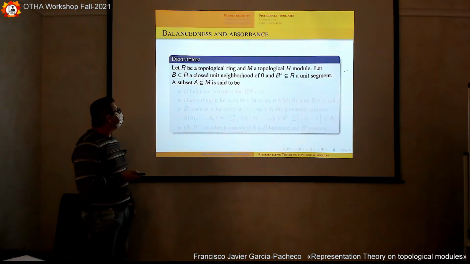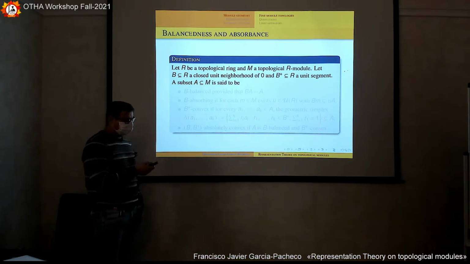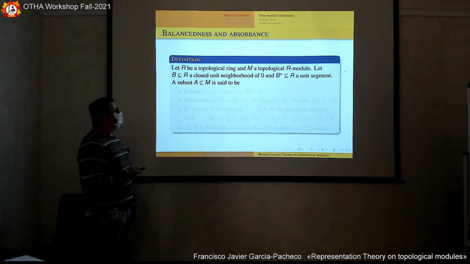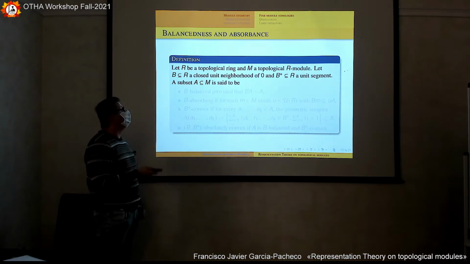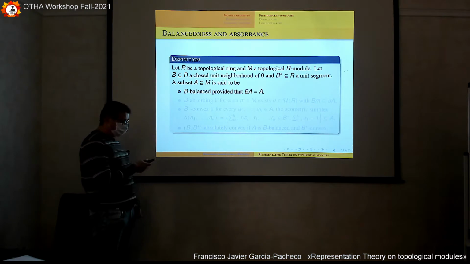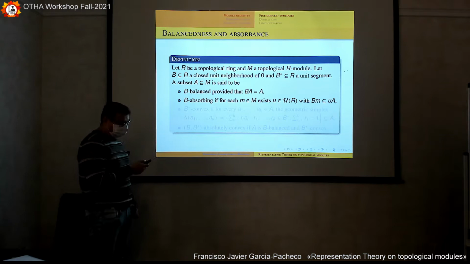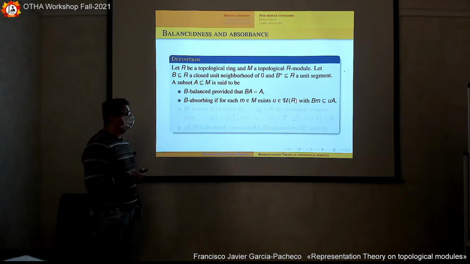Well, now we can start having some geometry on topological modules. If we have a topological module or a topological ring, and we have a closed unit neighborhood of 0 and a unit segment, then a subset A is B-balanced, provided that B times A is equal to A. B-absorbing, provided that for all m in M there exists an invertible u so that B times m is contained in u times A.